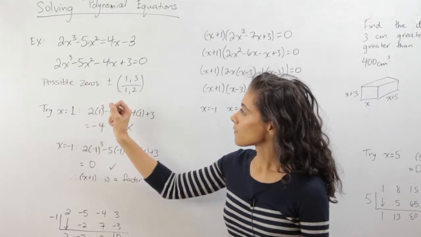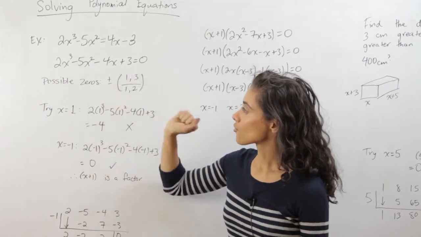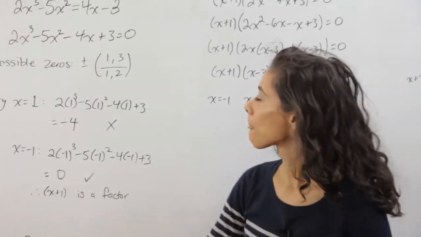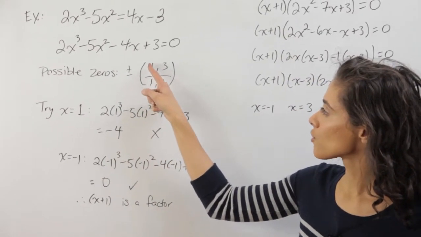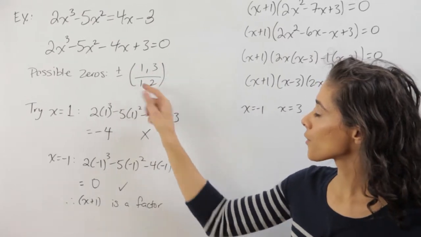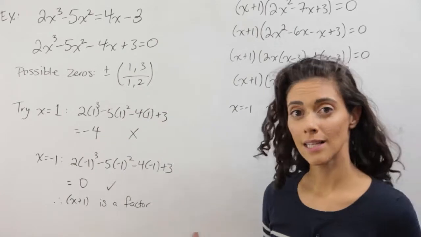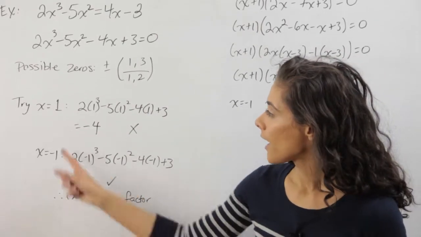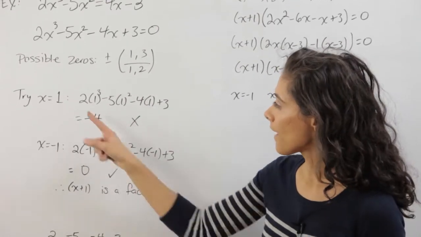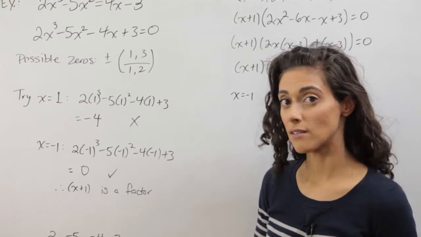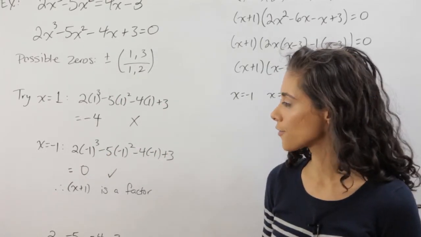So we look for the possible zeros: factors of the last term, divided by factors of the first term's coefficient. That means could be plus or minus 1, plus or minus 3, plus or minus 1/2, or plus or minus 3 over 2. Let's hope it's a whole number. I tried positive 1 and found that when I plugged 1 back in, I got -4, so 1 is not a 0 and x minus 1 is not a factor.